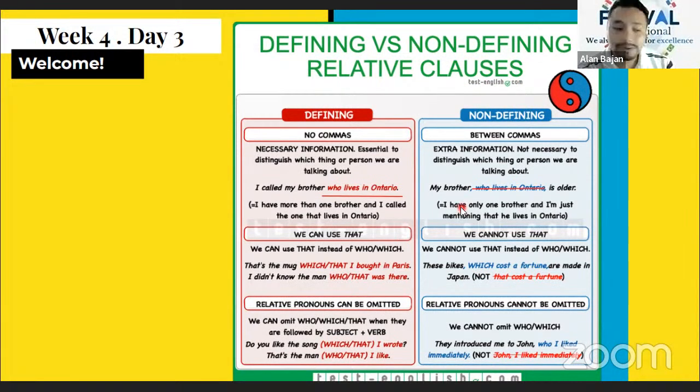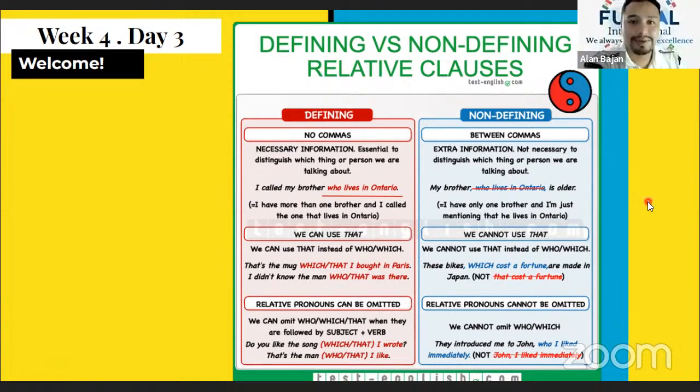But in non-defining clauses, I am not able to use that. Let's see an example. These bikes, which cost a fortune, are made in Japan.